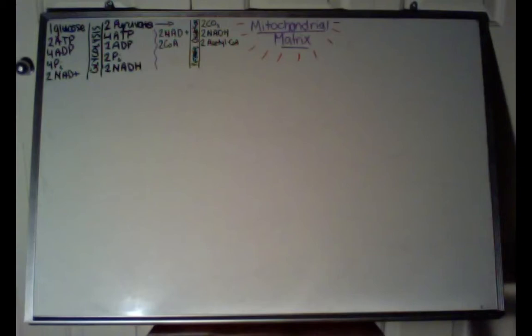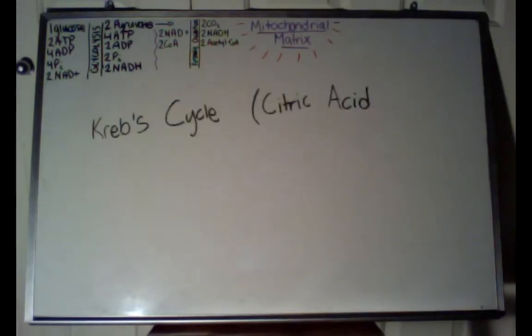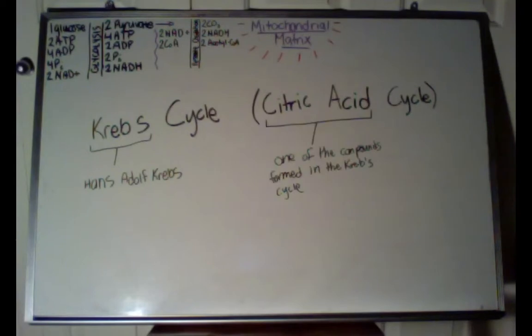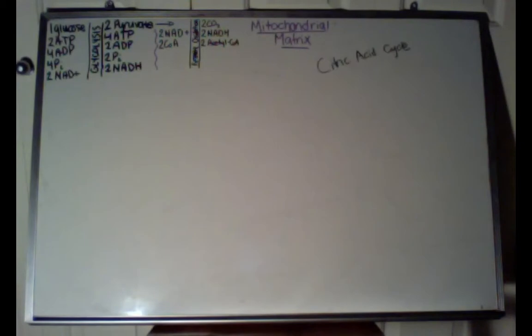So, still within our mitochondrial matrix, we have something known as the Krebs cycle, or the citric acid cycle. There shouldn't actually be an apostrophe there, because a man named Hans Adolf Krebs discovered this cycle. And citric acid is one of the compounds formed in this cycle. It is actually the first compound. And cycle refers to the fact that the final product in this cycle reacts with something to form the first compound in the cycle.